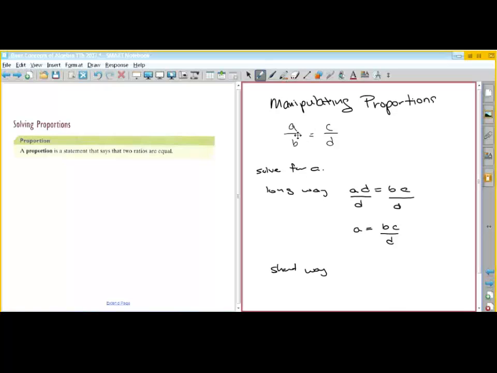The short way is just to take the original proportion and isolate the variable you're trying to solve for by taking the quantity in the denominator on this side and moving it to the numerator on the other side. So all I did was take my original ratio and move it in that direction. So I saved myself a step. Yes?